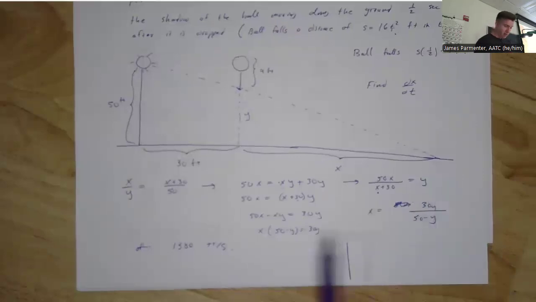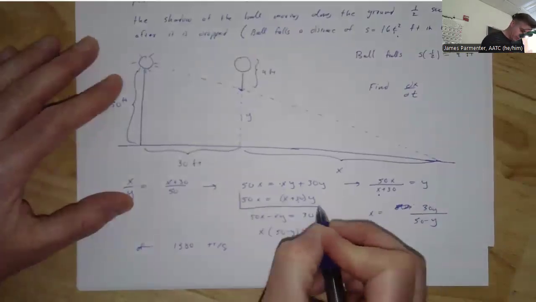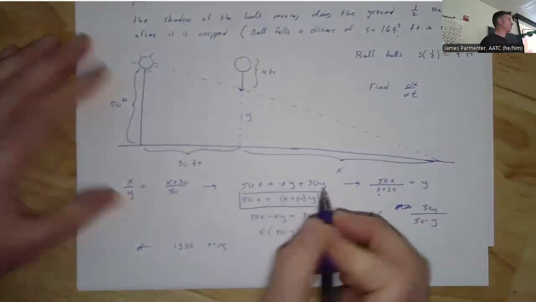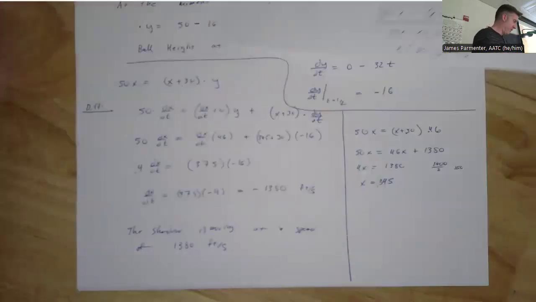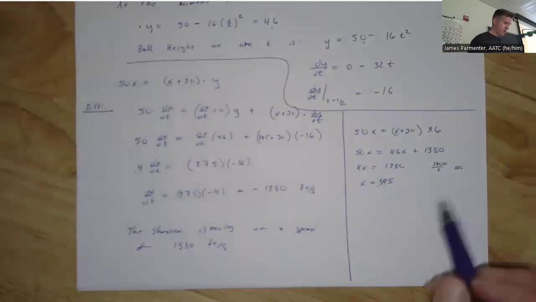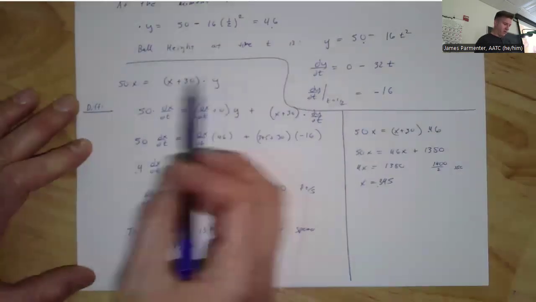But honestly, this was the best choice. Avoiding using the quotient rule in a related rates problem is typically the best choice you can make, I think, if it's possible. It's not always possible. And then after that, this is where I feel like all the work really happened.